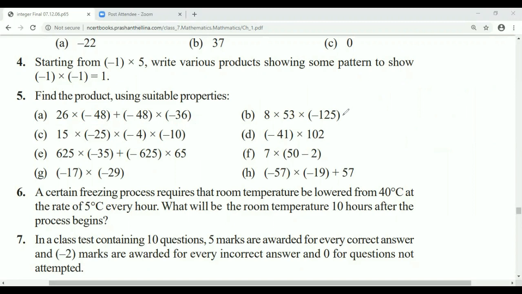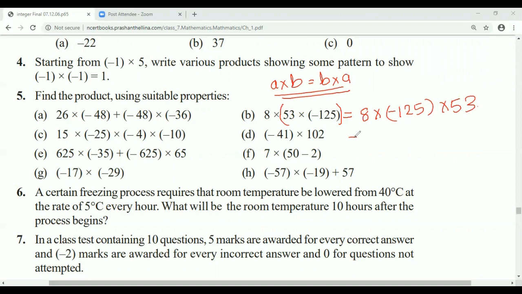Now let's go through the second question. 8 into 53 into negative 125. So you know, multiplication can be done in any order. We have commutativity and associativity for multiplication, so we can rearrange the numbers and multiply so that we will get the answer easily. I am applying commutativity in these two numbers. Commutativity says that a into b is equal to b into a. So instead of 53 into negative 125, I multiply these numbers in the reverse order. That is 8 into negative 125 into 53.